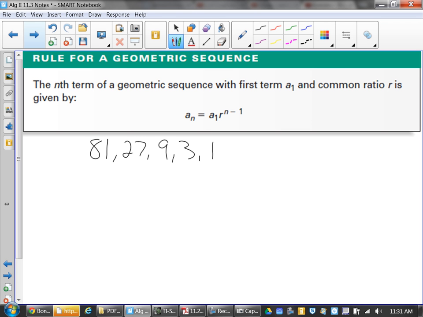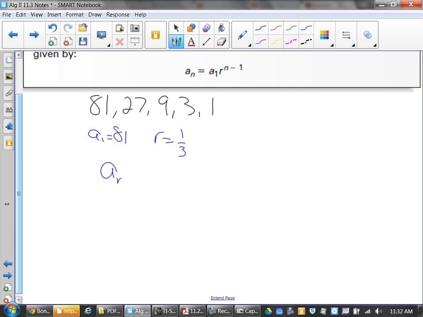So this was the sequence we just talked about: 81, 27, 9, 3, 1. We know that the common ratio in that sequence was 1/3. The common ratio here is 1/3. What's my first term? Do I have enough information now to write out the rule of the nth term? Yeah. All we do is substitute in. I know that the nth term is going to be my first term times my ratio to the n minus 1.